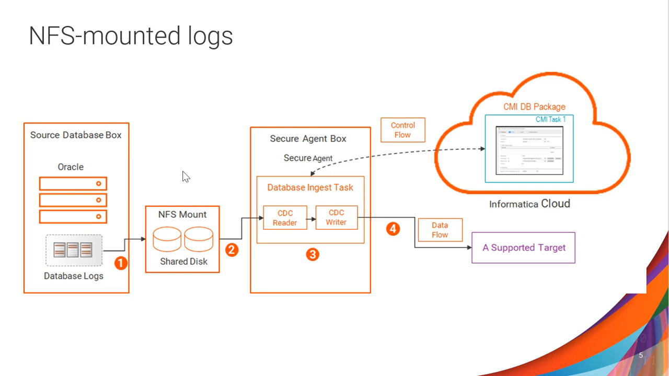The database ingestion and replication CDC reader reads the log files from the NFS server over the network and extracts the change records for source tables of CDC interest. The CDC writer reads the change records and then applies them to the target. This method is recommended, and when NFS log access is used, the network distance plays a very vital role. So the secure agent and DB should be co-located or have minimal network distance between them.